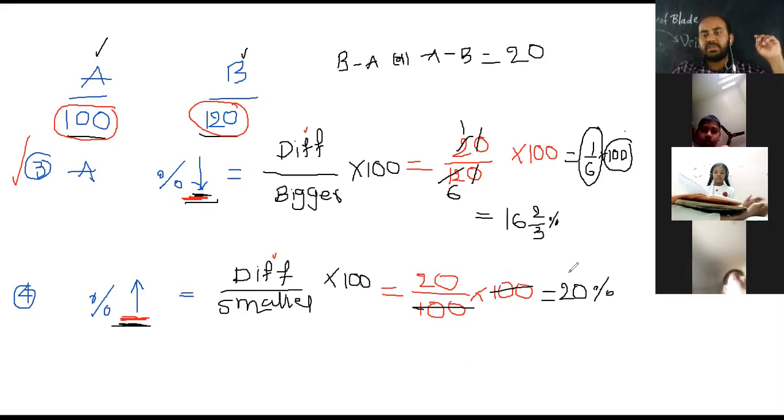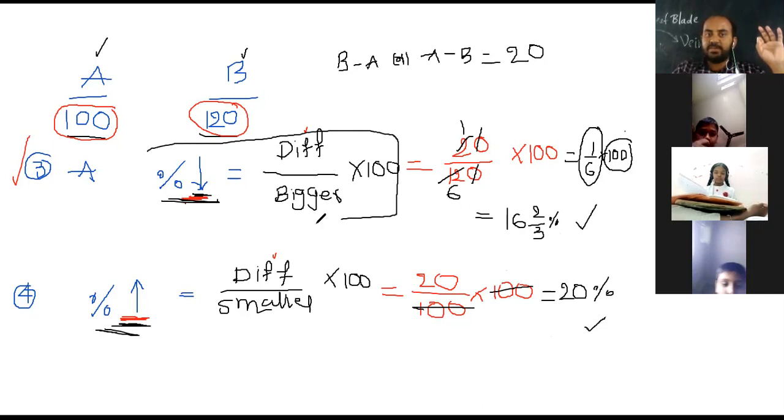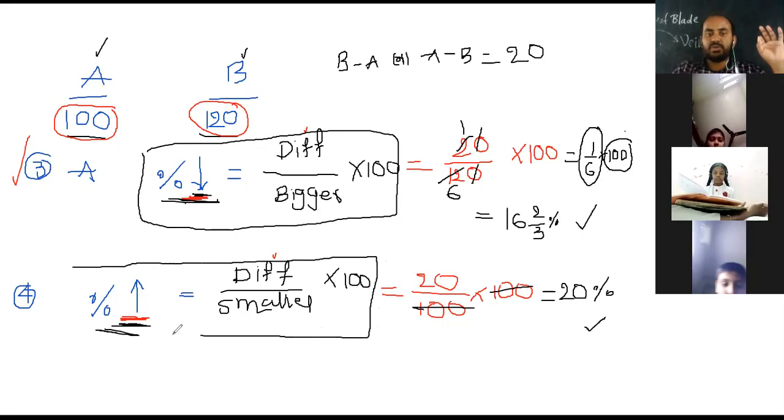See, in question number 3 the answer is different, and in question number 4 the answer is different. You have to follow according to the question, whether they are asking percentage less or percentage more. Percentage less means the formula is difference by bigger number into 100. Percentage more means difference by smaller number into 100. You have to follow these two formulas. Understood, Ramakrishna and Sayagna? Understood, sir.